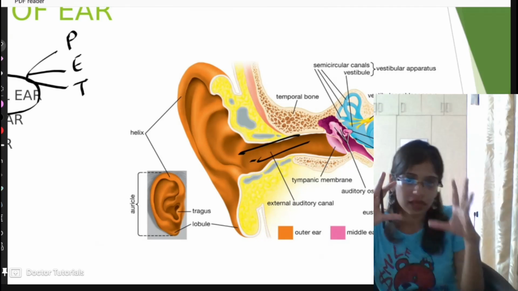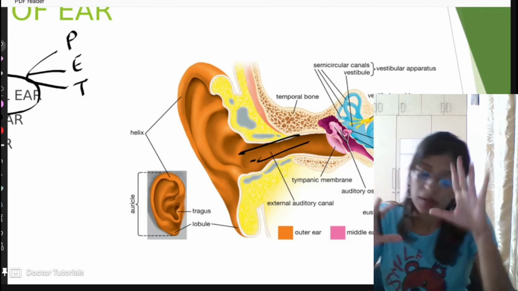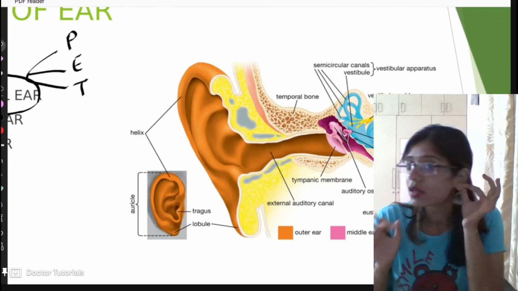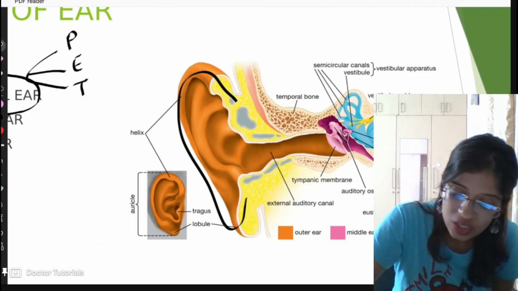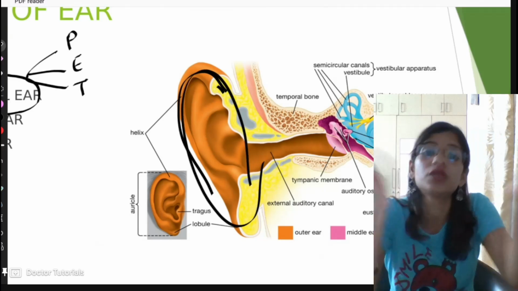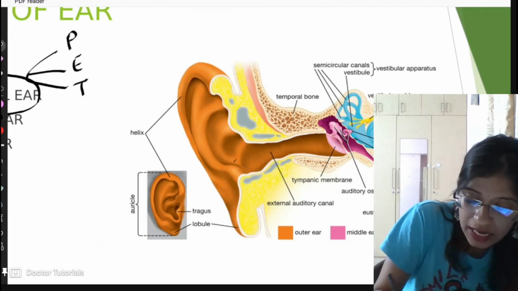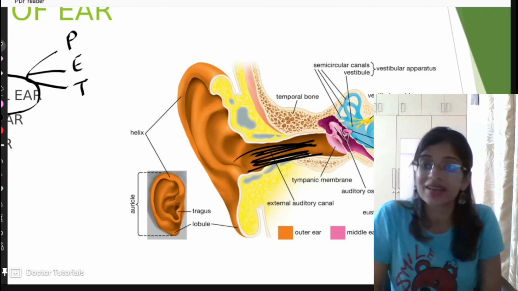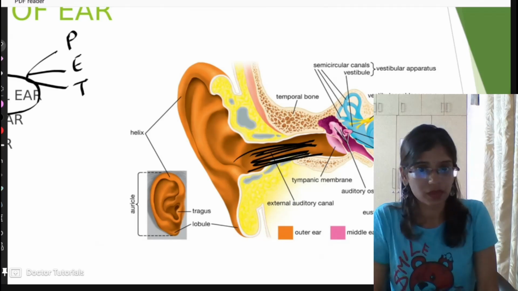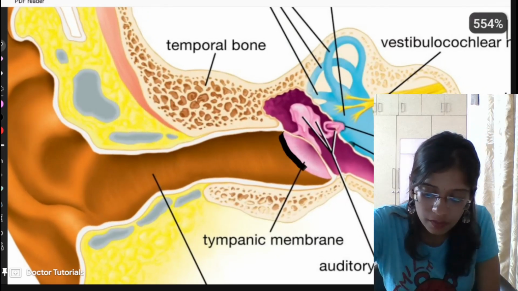Repeat after me. The external ear has three parts. One, pinna. What is pinna? Pinna, the part of the ear that you see outside, the part of the external ear that is visible to you, that is the pinna. And right inside what you see here, that is a canal, the external auditory canal. And you can see a membrane, a beautiful membrane here.